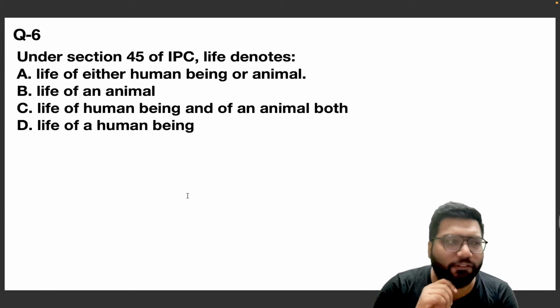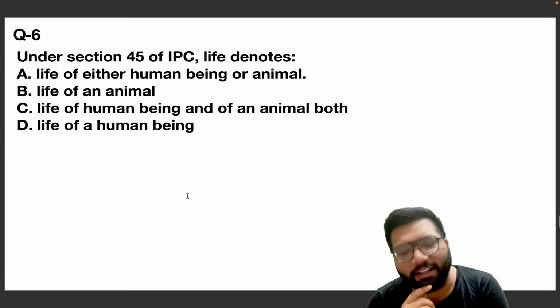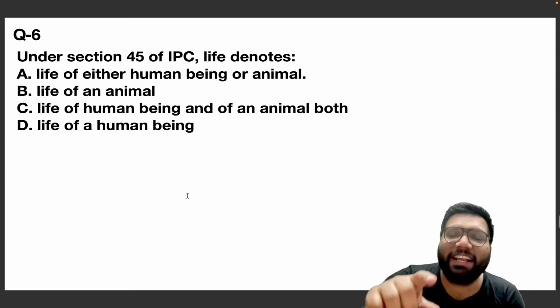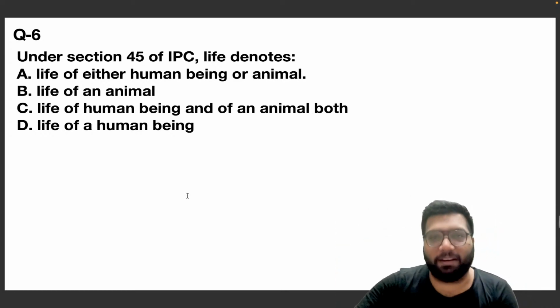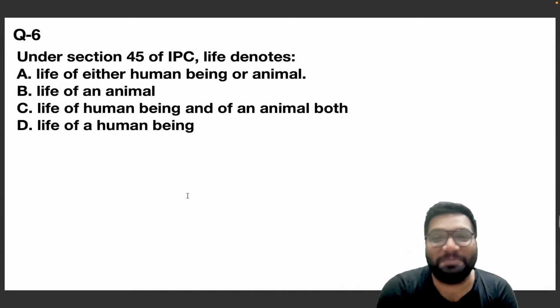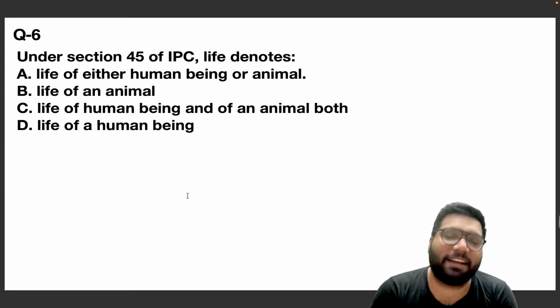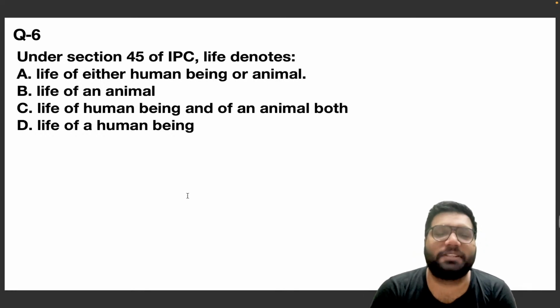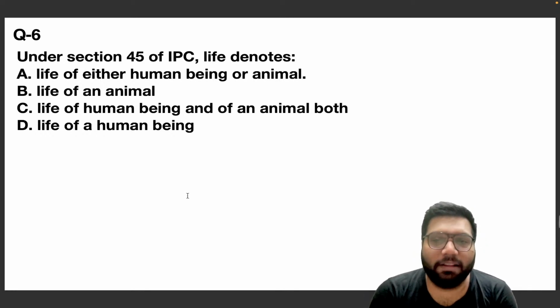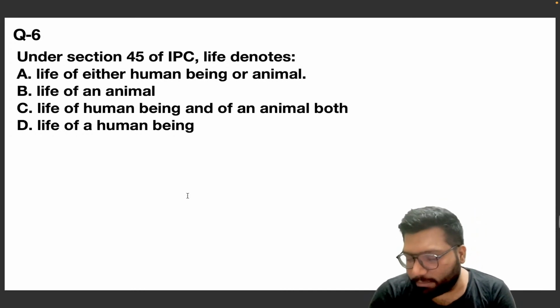And let's make it more interesting, by the way. What if a tiger kills a man? Now you tell me, can there be a case of culpable homicide or murder? Yes, please. If a tiger killed a man, Mr. A, tiger killed Mr. A, will the tiger be liable under culpable homicide or murder? Please do answer in the comments.